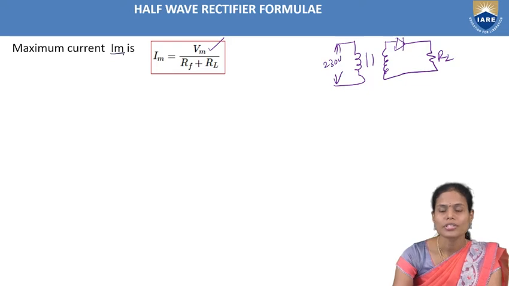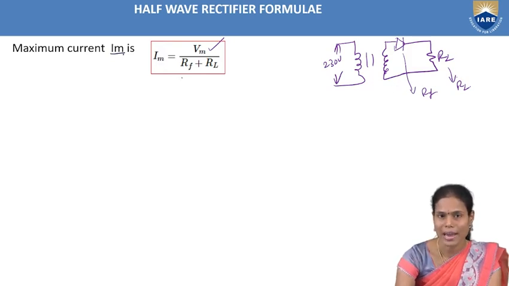So why are we considering RF as well as RL in order to calculate Im here? RF is nothing but the forward resistance of the diode and RL is nothing but the load resistance of this circuit. So in this particular half wave rectifier we are having only two resistances. That's why, in order to calculate the maximum current, we take the maximum peak value of the input voltage, that is Vm, divided by the total resistance in the circuit, those are RF plus RL.